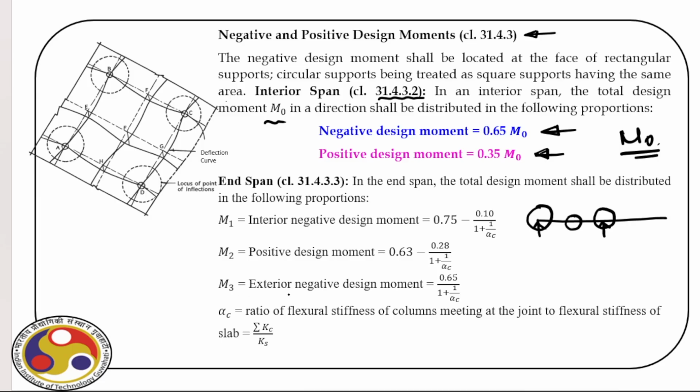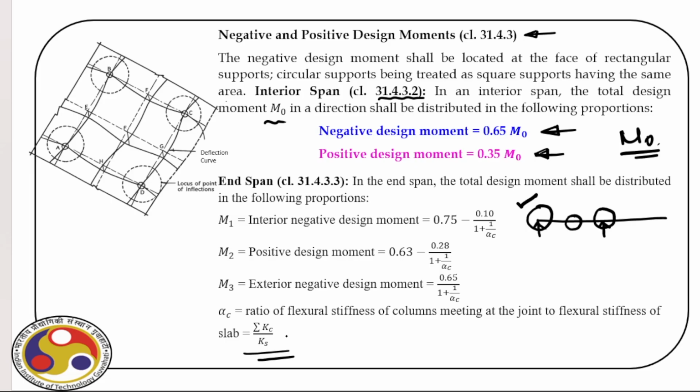Now, M3, which is the exterior negative moment, which is here, and that is 0.65 by 1 plus 1 by alpha c. What is alpha c? It is the ratio of flexural stiffness of columns meeting at the joint to flexural stiffness of slab. So, this is the expression.